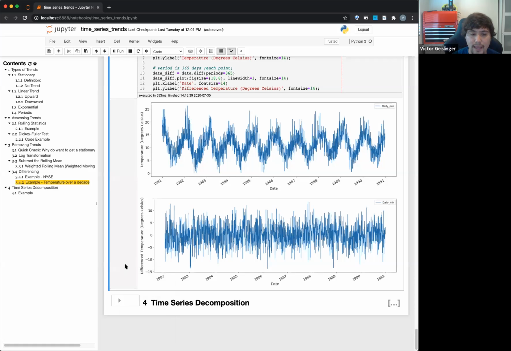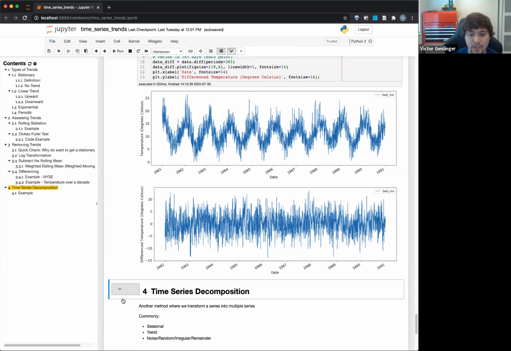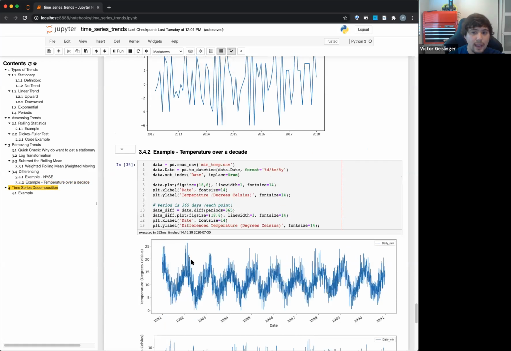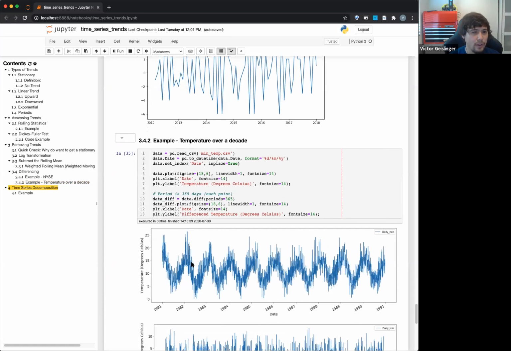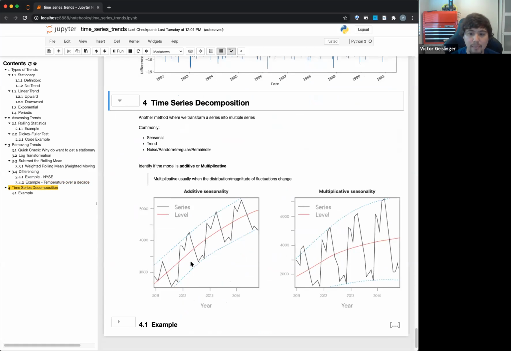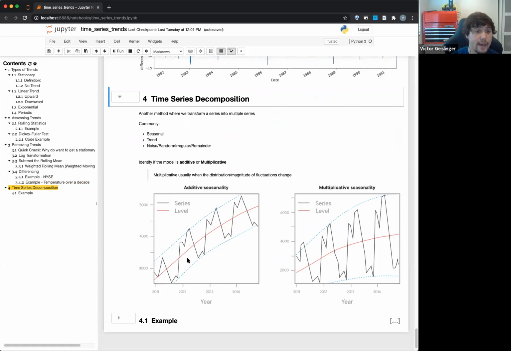So that is differencing, and then time series decomposition. I talked about how you can take apart a time series, and a really cool tool is to make it do that automatically. You can do decomposition and say, hey, I want to take out the seasonality, I want to take out the trend, and I want to leave out the noise, right? So the three parts of a time series are the seasonality, the trend, and then all the extra stuff, which I call noise, randomness, irregular, the remainder, right?